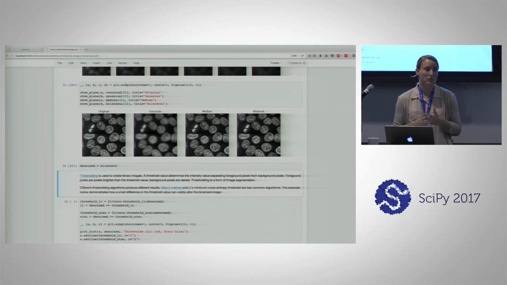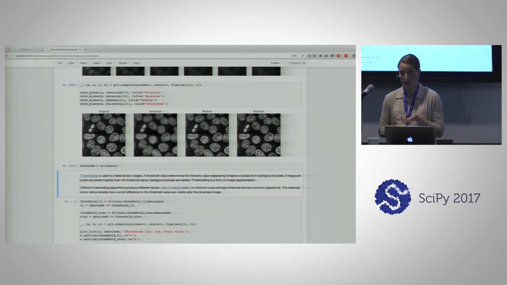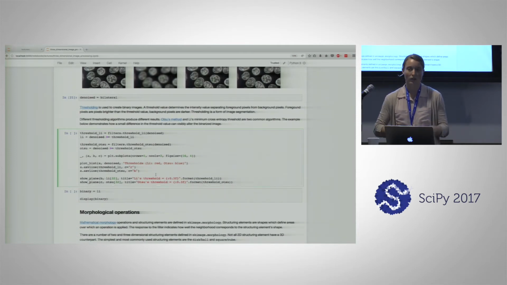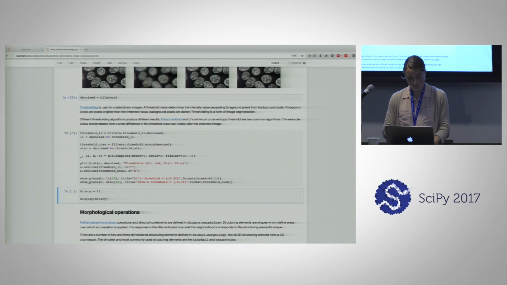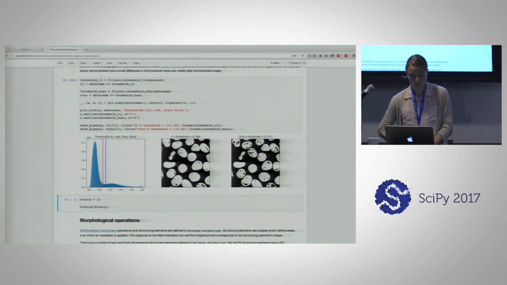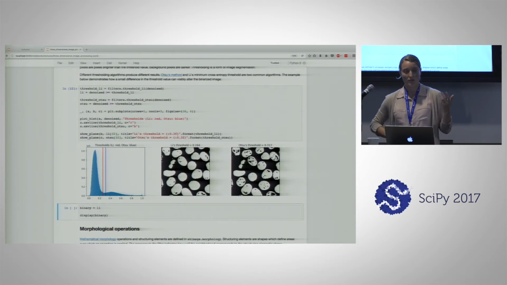Within the filters module, there are a handful of thresholding algorithms. Probably 2 of the ones that I've found to be the most useful are Otsu's method and Lee's minimum cross entropy thresholding. These work on full volumes as well. So on the left, I've plotted the histogram of the denoised and rescaled images. In red is Lee's threshold value, and in blue is Otsu's.